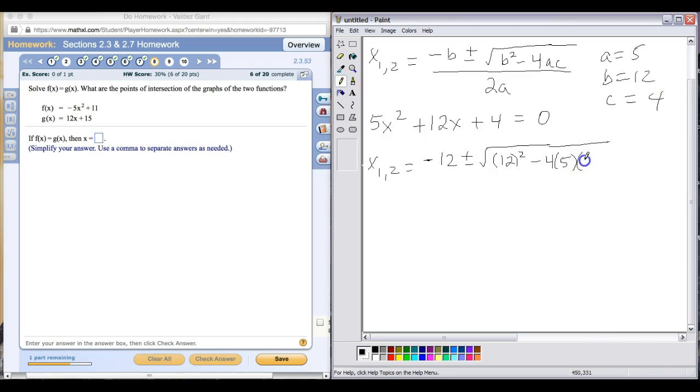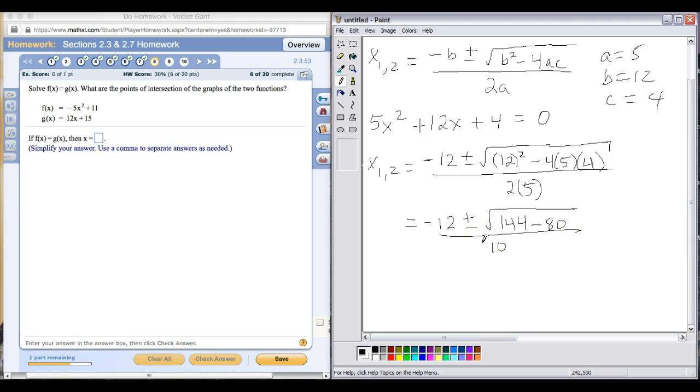All right, so here, and all of that over 2 times a, which is 5. Okay, so now from here it's pretty much just number crunching. So we have minus 12 plus or minus 12 squared, which is 144. And then we have 4 times 5, which is 20, and 20 times 4 is 80. Okay. So now we come here, and all that divided by 10.